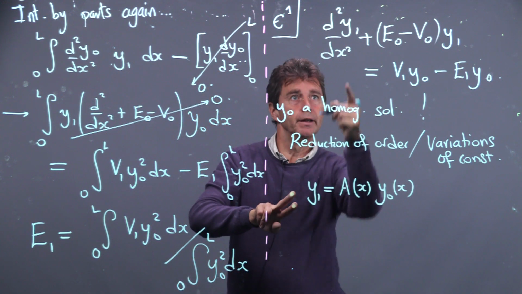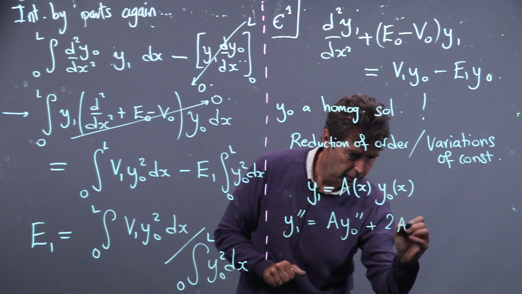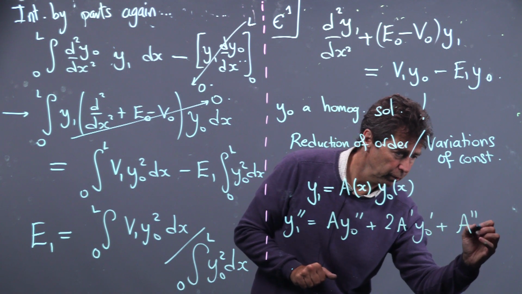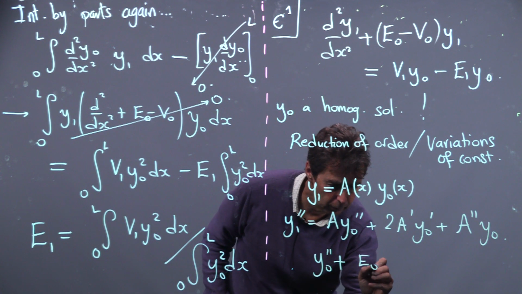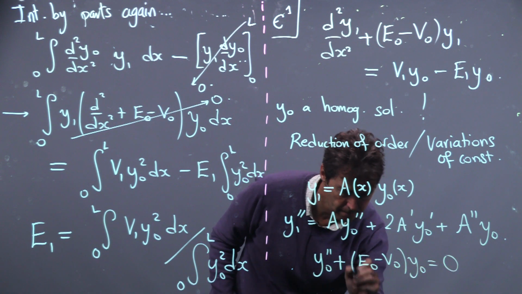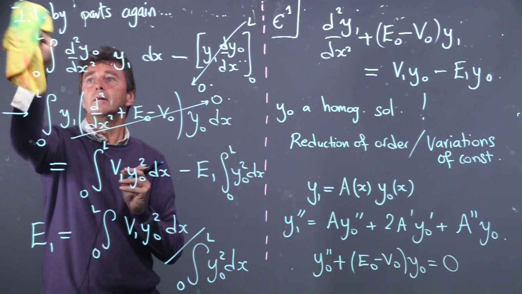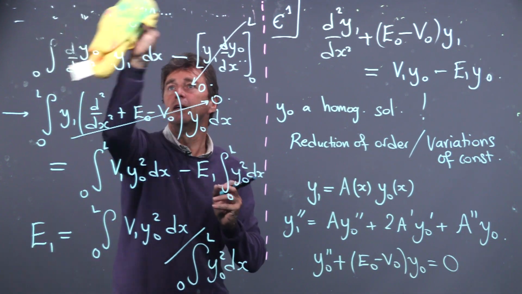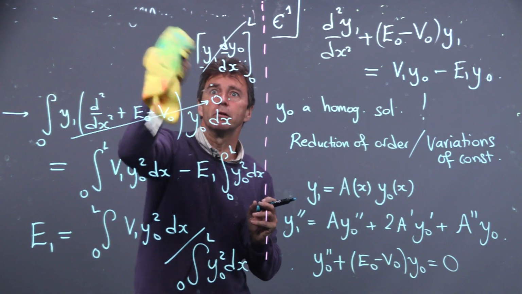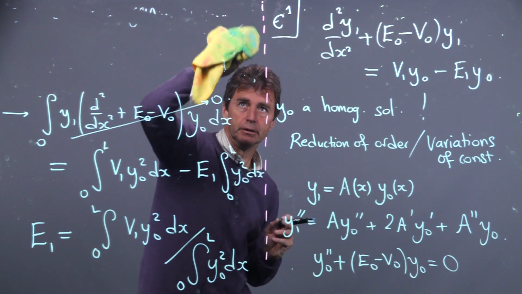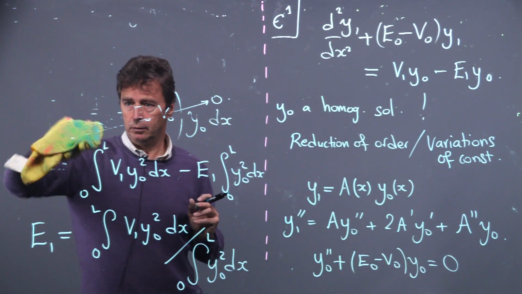Okay, so I need the second derivative. y1 double prime is a y0 double prime plus 2 a prime y0 prime plus a double prime y0. I take that and put it into the equation, and I observe that y0 double prime plus (e0 minus v0) y0 is 0. So when I put this term in, it cancels with that one. Having done that, we realize that we've got a first order equation for A prime. So we've reduced the order. That's where we're going with this, and we're almost at the end.